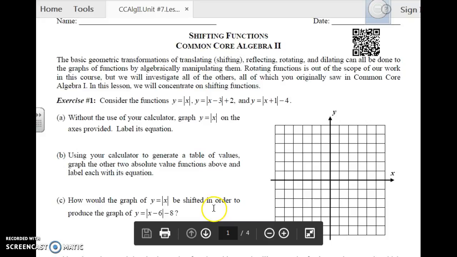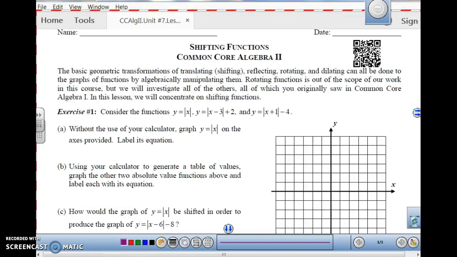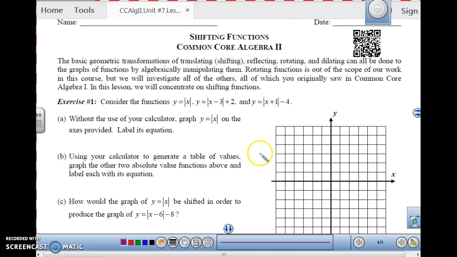This is Algebra 2, Unit 7, Lesson 1 on shifting functions. Now, we talked about shifting functions back in Algebra 1, but there are certain rules that we're going to look at. And this is going to be true for all functions. We did a little bit when we did parabolas, so let's take a look at what happens with all the functions.